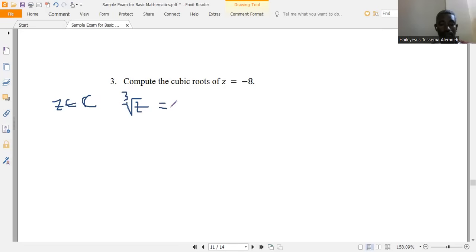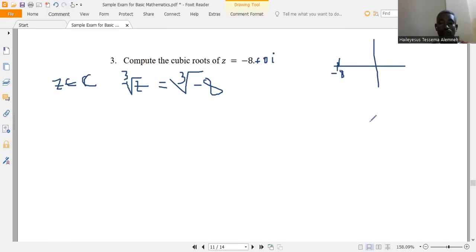So that is the same as the cubic root of minus 8. Minus 8 is the number minus 8 plus 0i. Where is minus 8 located? It is on this side, so the point is (minus 8, 0). So what would be the cubic roots of this minus 8?